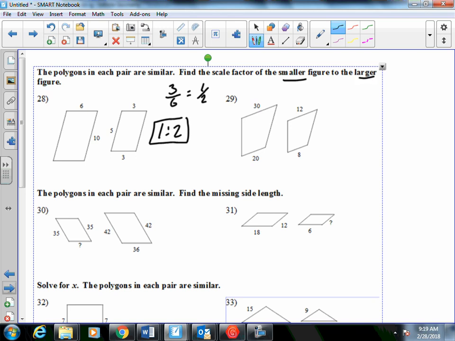And 29, smaller one is 12/30, which they both divide by 6. So that would be 2/5. Which if we picked 8 and 20, we don't have to do both of them because they already told us that they're similar, so we're not checking to see if they're similar. I'm just showing that it didn't matter which set of corresponding sides we picked. 8 and 20 both divide by 4, which would be 2/5. So scale factor is 2:5.